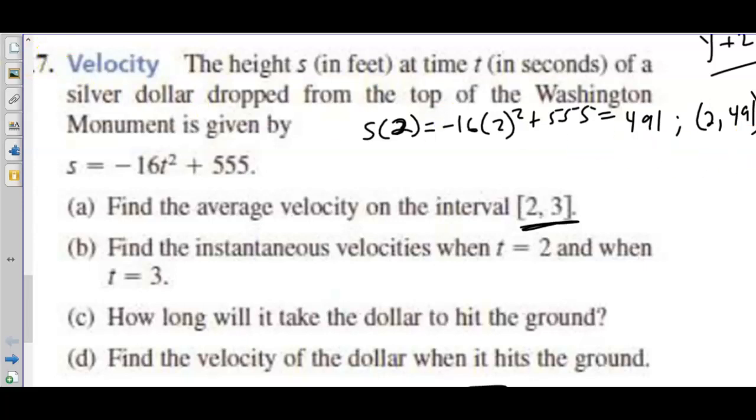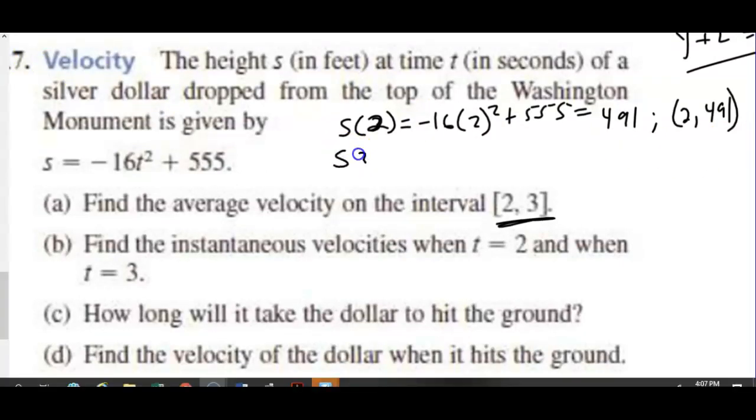All right. Then I have to find S of 3. S of 3 is negative 16 times 3 squared plus 555. And that's going to give me 411.